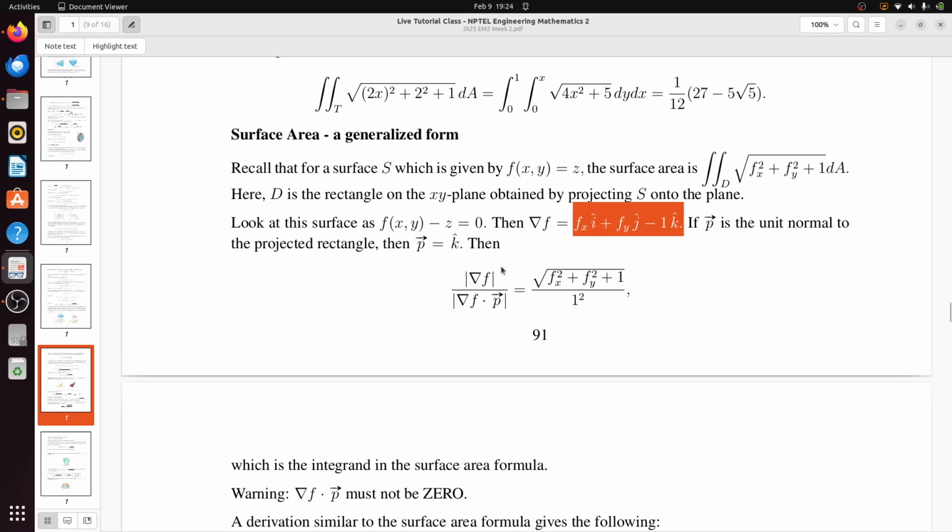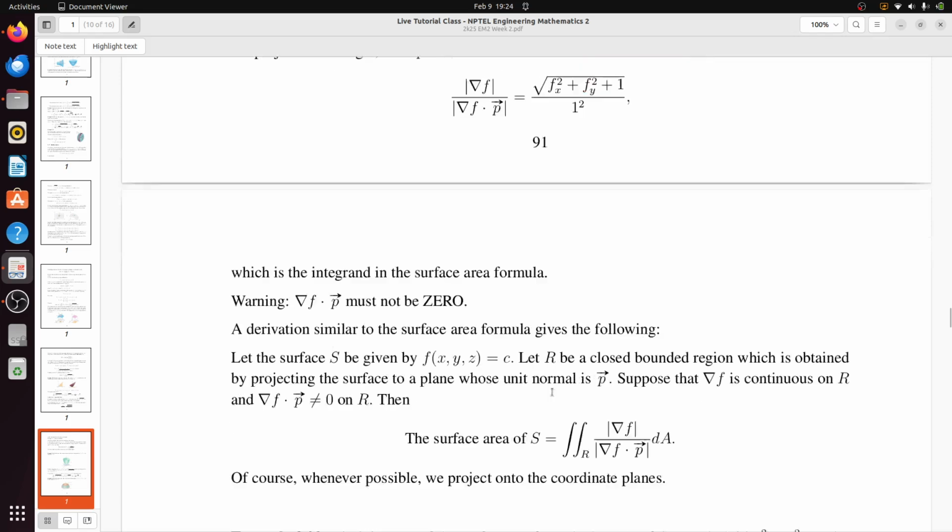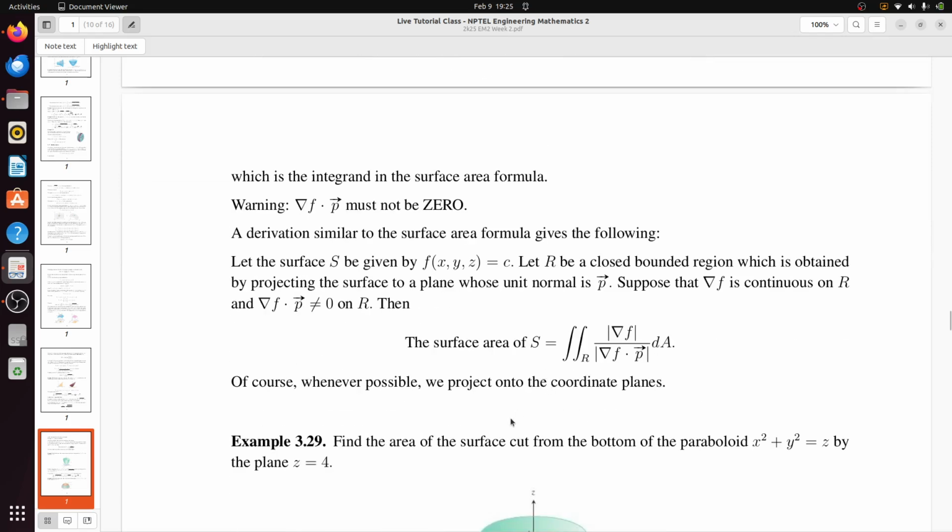Then you take this. p must not be 0. Now you have this, which is the integrand in the surface area formula. Your warning: this must not be 0.